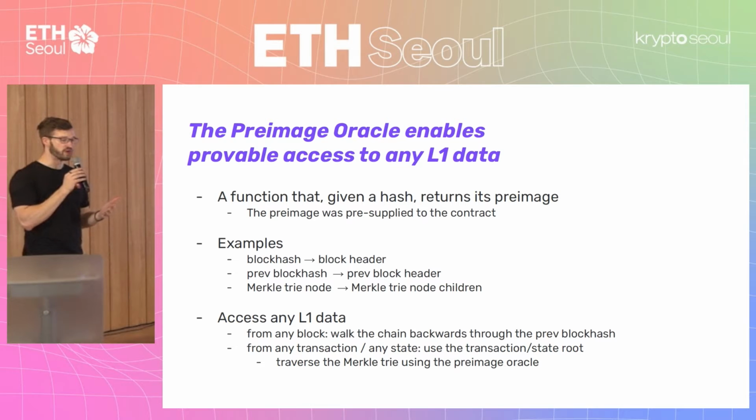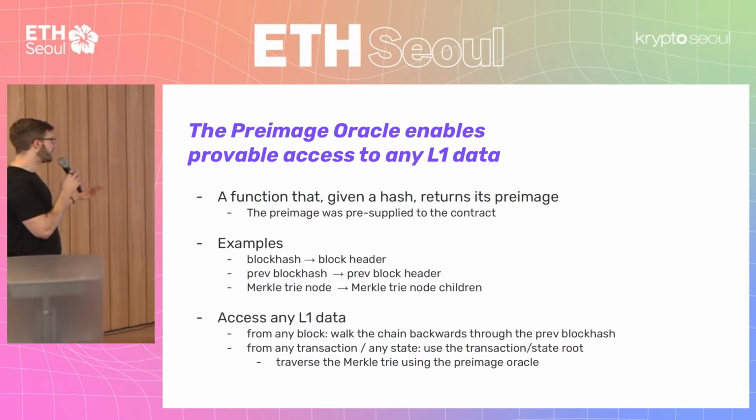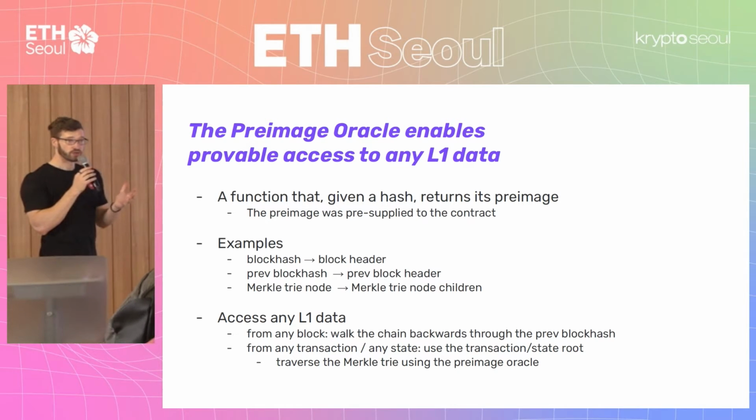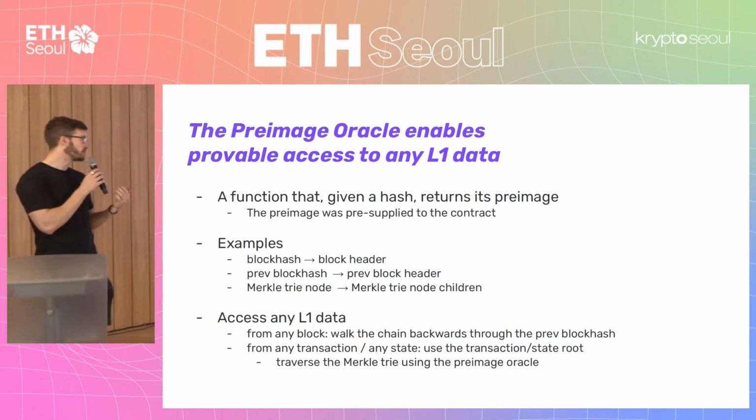Why is this useful for us? It is useful because in Ethereum you get a lot of hashes that commit to important information. You have an opcode that gives you block hashes, and a block hash is a hash of the block header, which contains useful information. Each block header contains the hash of the previous block header. So that's also something that you can use.